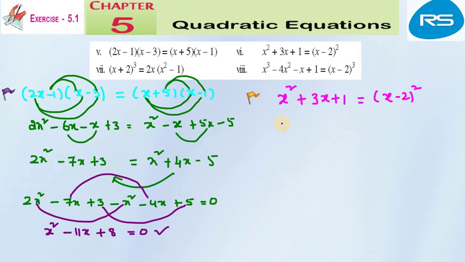Left hand side, no need to simplify. I am going to the right hand side. So this is as it is, x square plus 3x plus 1. No need to simplify this.